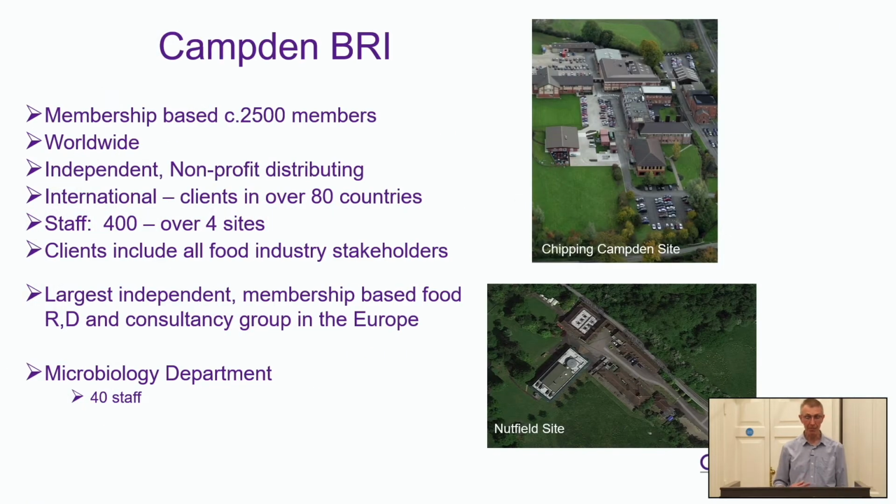A little bit about me. I work for Campden BRI. For those of you who don't know Campden, we're a membership-based organisation based in the UK. So we've got about 2,500–3,000 members worldwide. We're an independent organisation and we really have clients in about 80 countries worldwide. I'm a microbiologist. I've worked at Campden for over 30 years, and a lot of my work has been based around microbiological methods and microbiological method validation to assure they actually work.